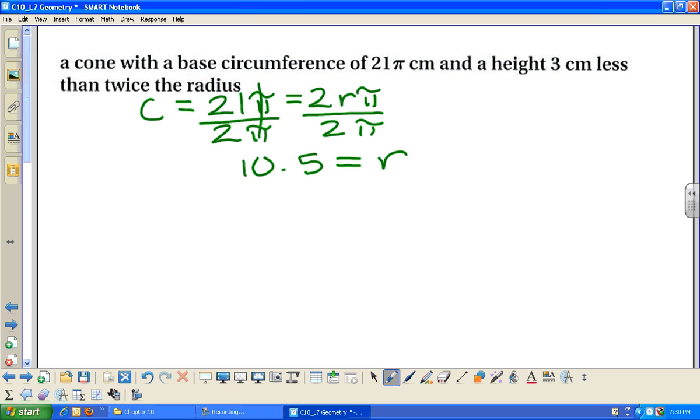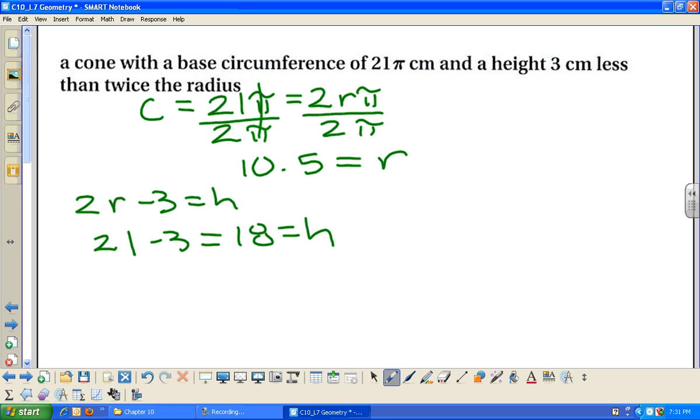Now it says the height is 3 less than twice the radius. So if I were just to write this out, it'd be 2 times the radius minus 3 is equal to the height. So my radius is 10.5. 10.5 times 2 is 21. Subtract 3 will be 18. So 18 is equal to my h.